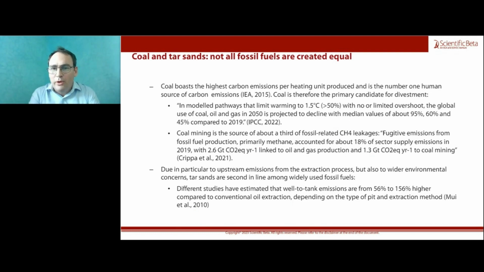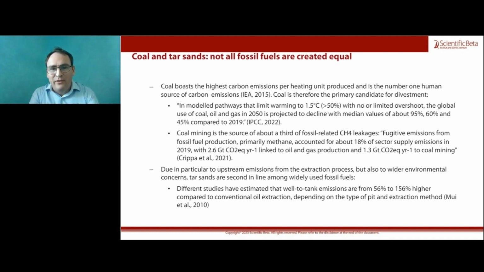Now I'll talk a little bit about the differences between the different types of fossil fuels. A lot of investors have already started divesting from coal and tar sands. These are, let's say, the two top culprits in terms of fossil fuels related to climate change, the usual suspects, and there are good reasons for that. When it comes to coal, the main problem, as you all probably know, is that coal produces about twice the level of greenhouse gas emissions for the same level of energy output or electricity output as natural gas, for example. So it's twice as inefficient as natural gas.